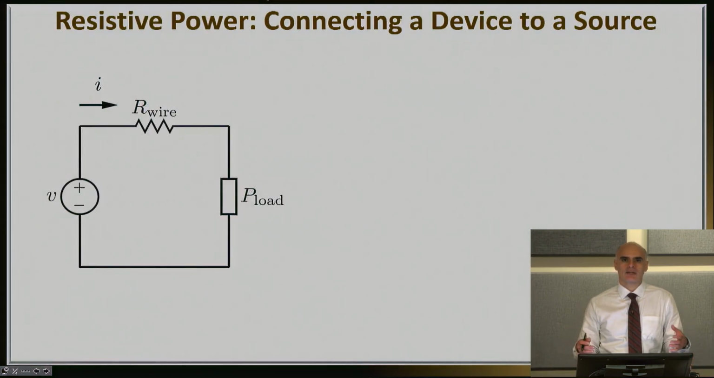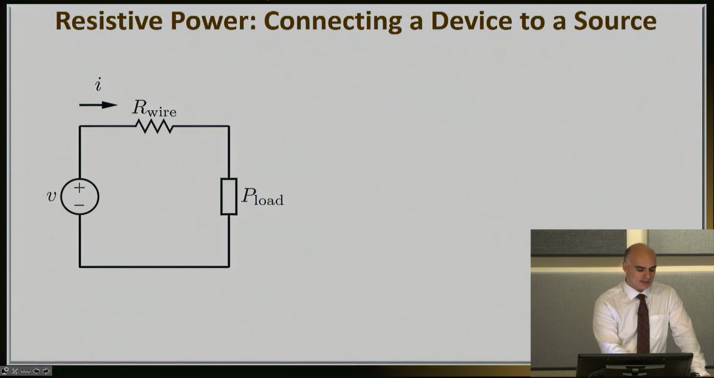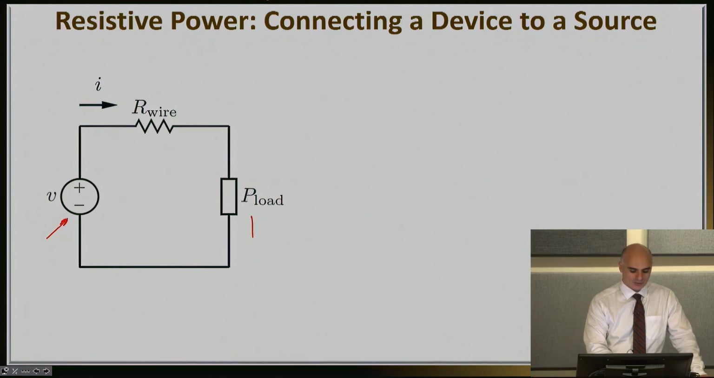Now, let me use a little bit of a practical example here so we can think about the impact of the power consumed on a resistance. And the practical example I'm using here essentially is asking the question of what happens when you connect an ideal voltage source to your load.